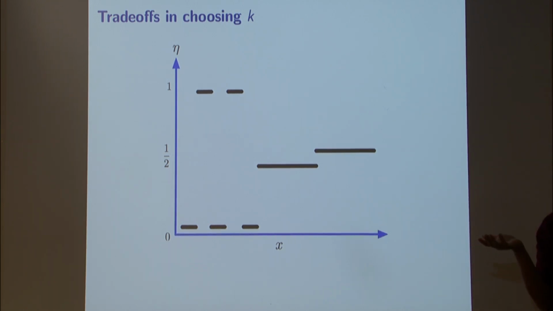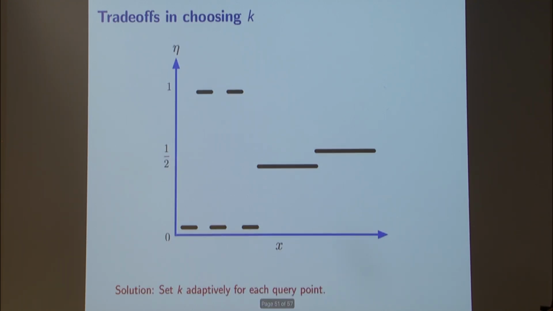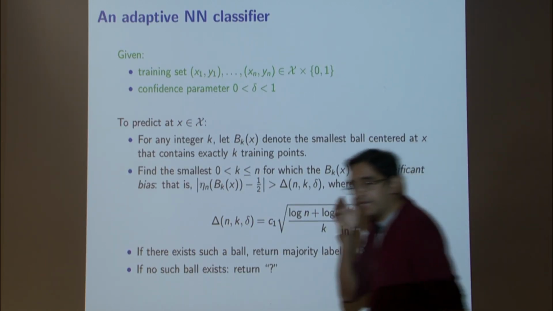There are regions of space in which you really want to just use a few neighbors, and there are other regions in which you want to use a lot of neighbors. And so what do you do about this? Well, somehow this was coming into the bounds. It was making things a little messier than they should be. And so we said, hey, why do we have to commit to the same k everywhere? Let's just do it adaptively.